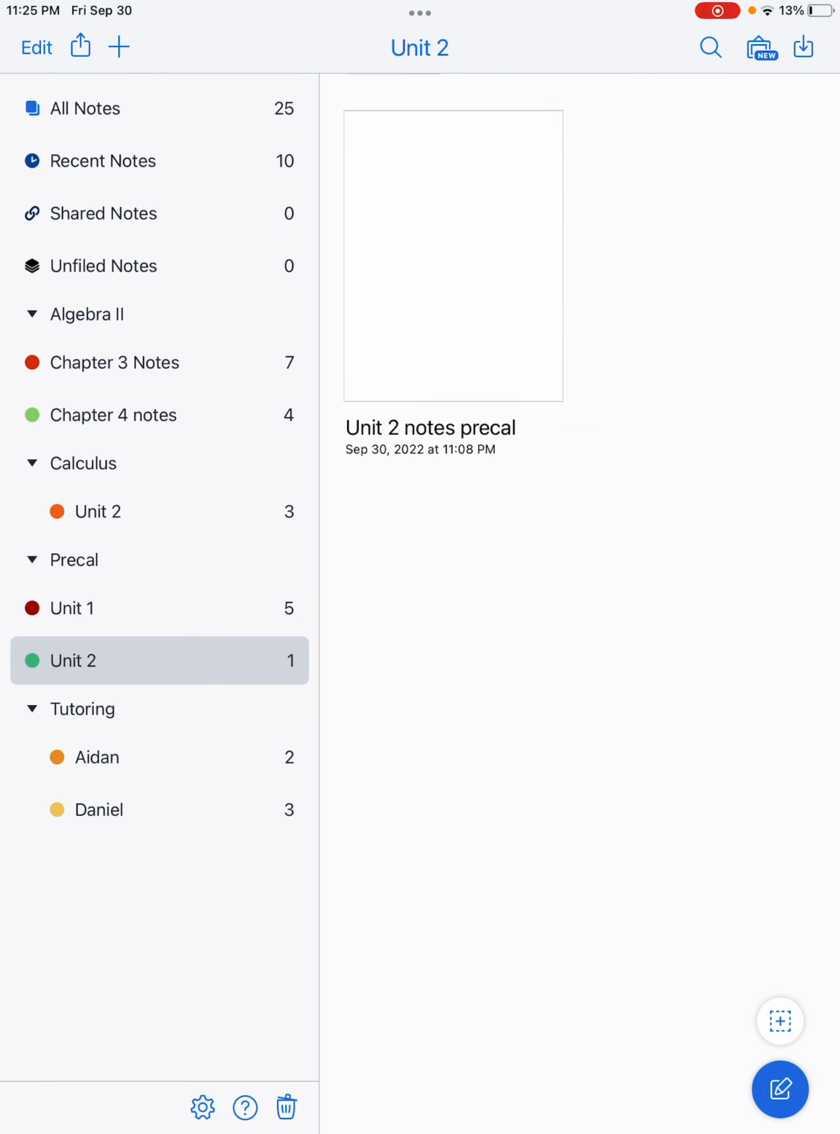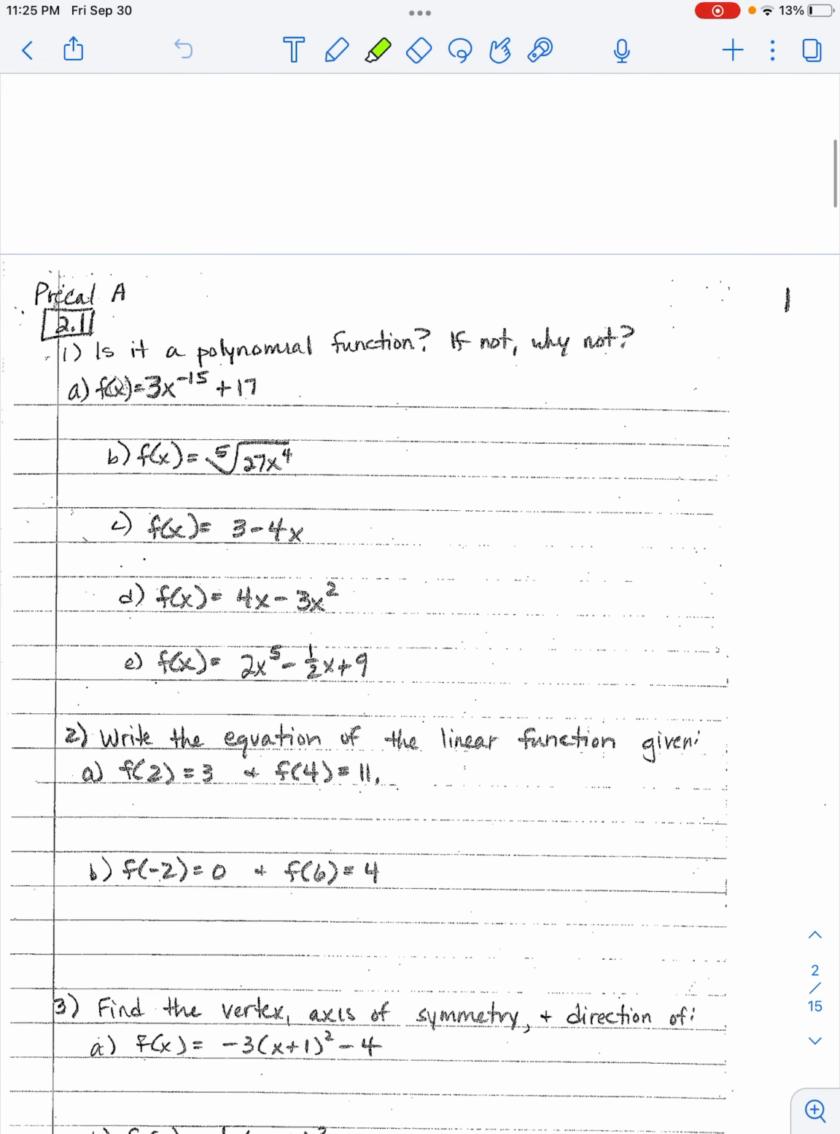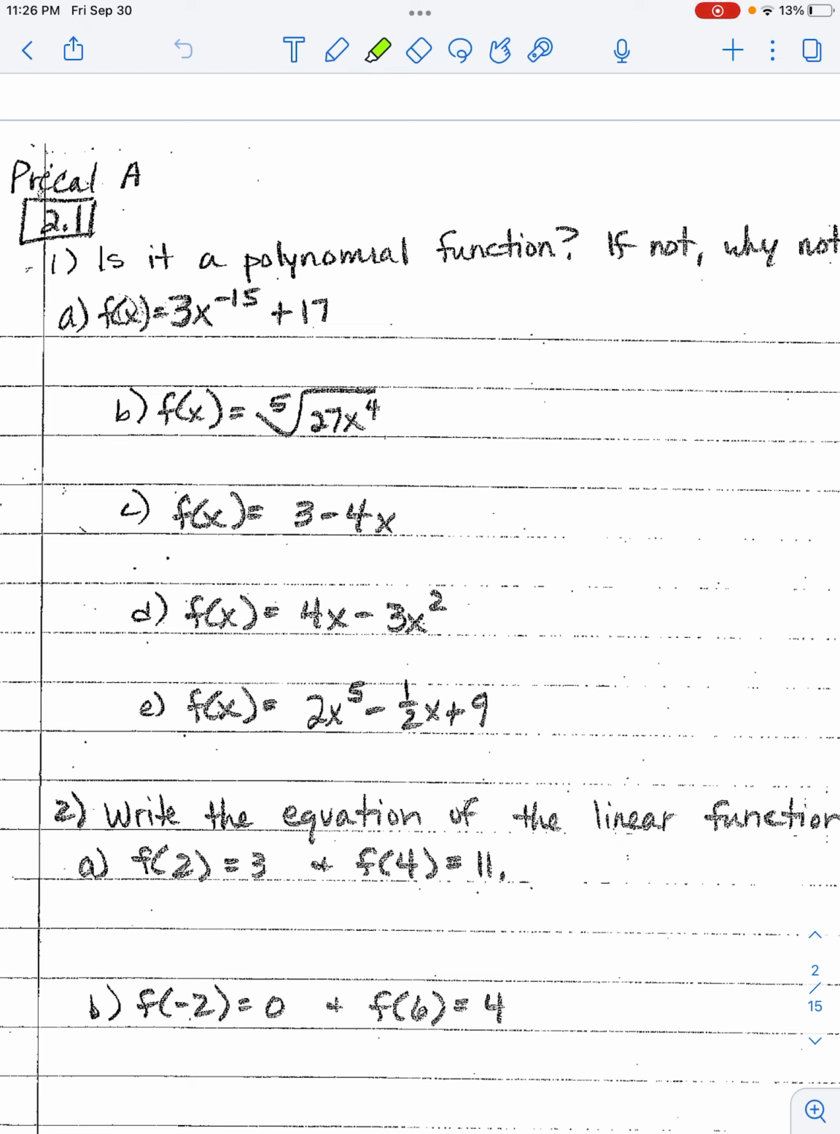Now we're going to move on to Unit 2. This stuff is not going to be on the test, okay? So let's get started, okay? Right off the bat, they give us a list of functions, and they ask, is it a polynomial function? If not, why not? Okay, here's how this works.